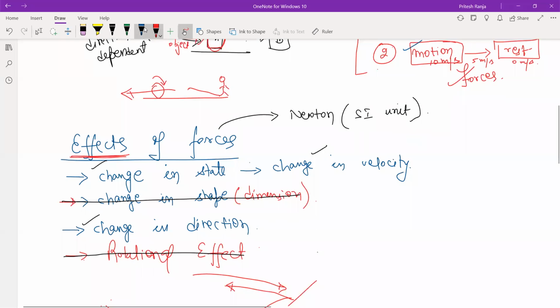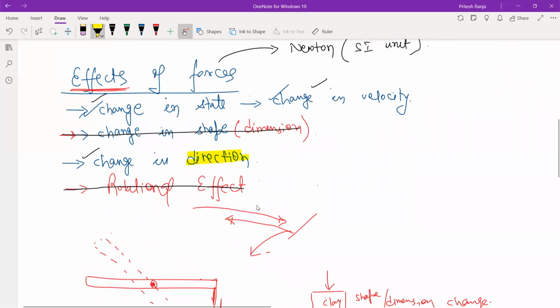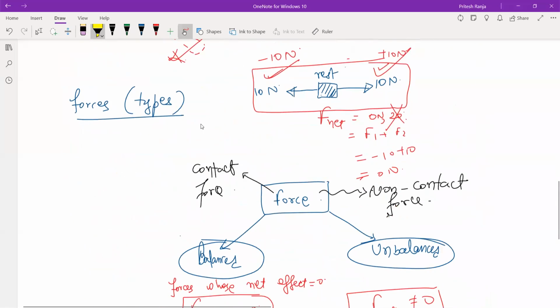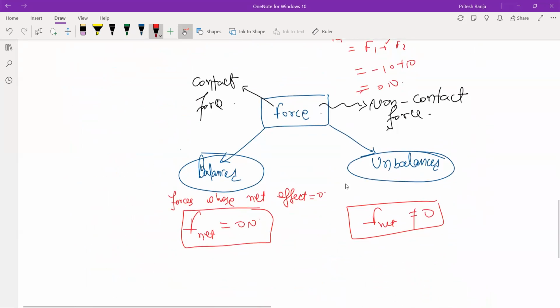So there are various effects, and mainly we need to explore those effects which cause the change in state. So basically related with motion. So change in state, we can say, is categorized by the change in velocity we have already seen in the last class, and also the change in direction. So talking about the forces, we learnt about two types of force: balanced and unbalanced force.